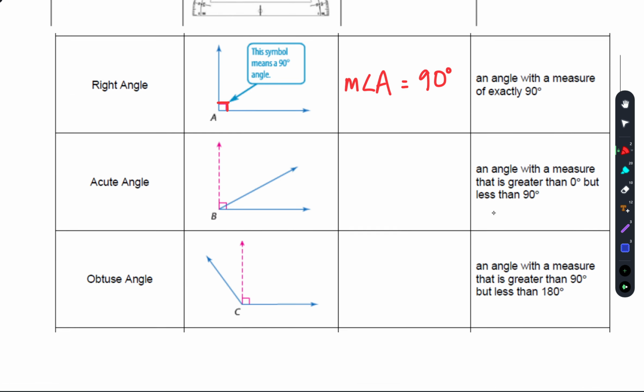Next is an acute angle. An acute angle is an angle that has a measure that is greater than 0, but smaller than 90 degrees, smaller than a right angle. So we could say that this angle here, which is angle B, its measure is between 0 and 90. It's greater than 0, less than 90. Some inequality signs in there for you.